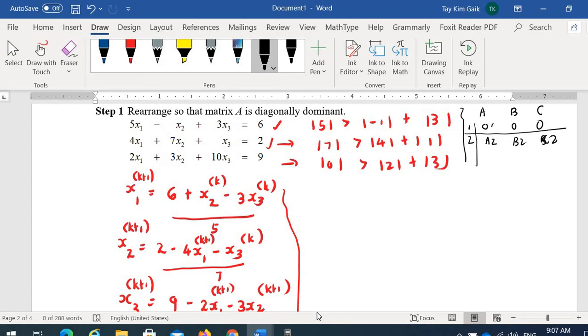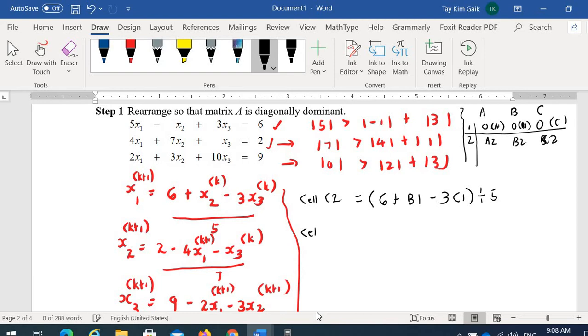Okay, so this cell is A1, this cell is B1, this cell is C1. We are going to calculate A2. So for A2, click the cell A2 and we put equal. The formula in the spreadsheet is not naturally displayed, so make sure the bracket 6 plus x2 is stored in cell B1, minus 3 x3 stored in cell C1, so 3 C1, divided by 5.